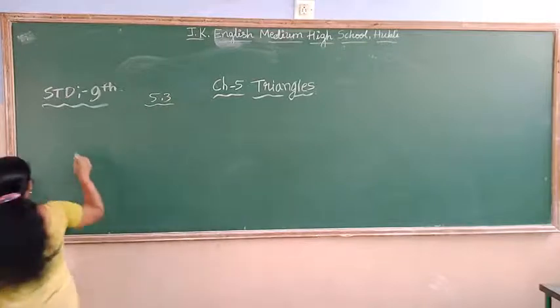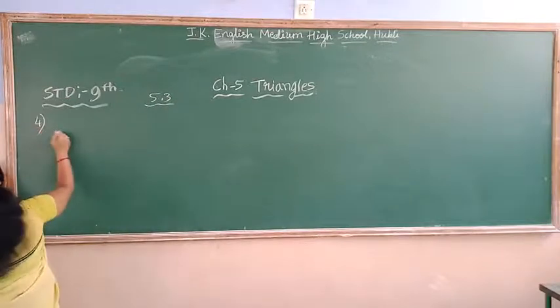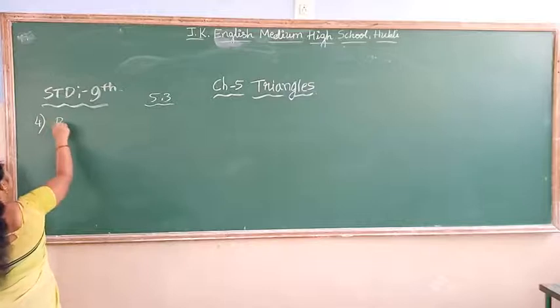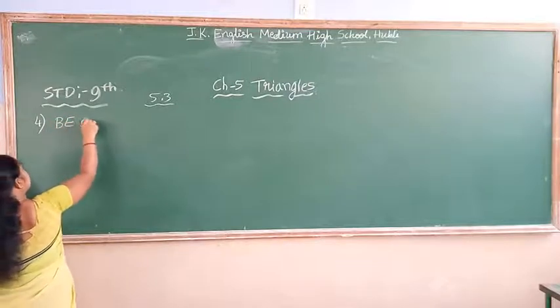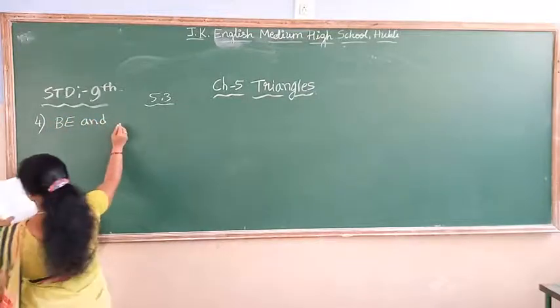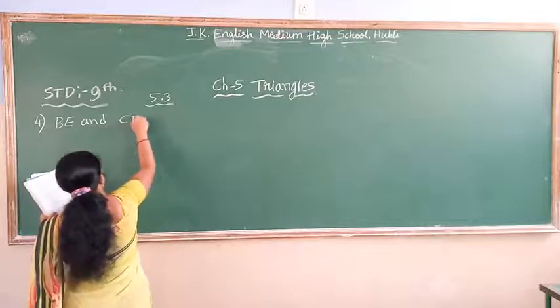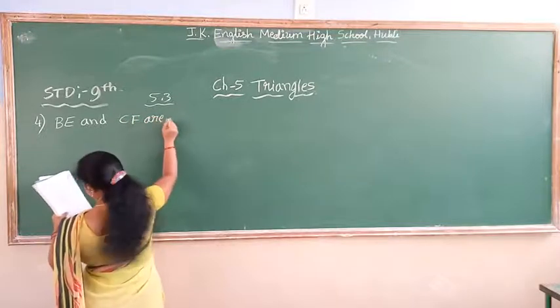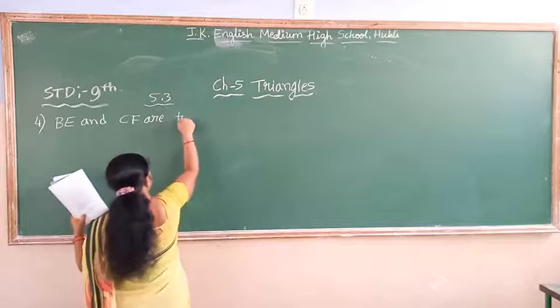Fourth question is in this manner. Fourth question: BE and CF are two equal altitudes.